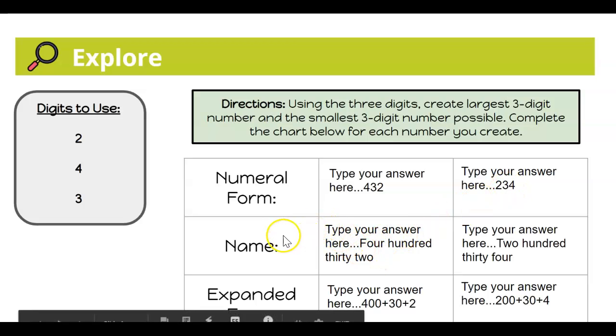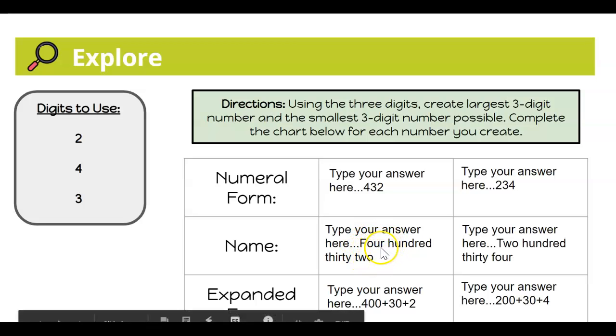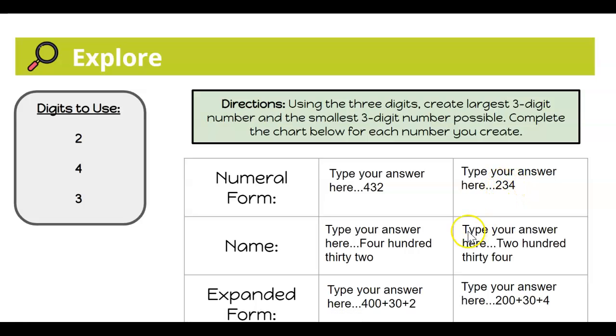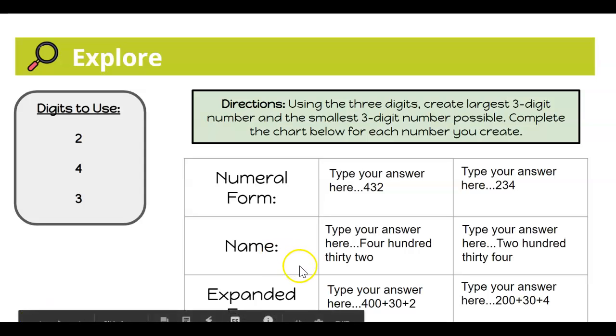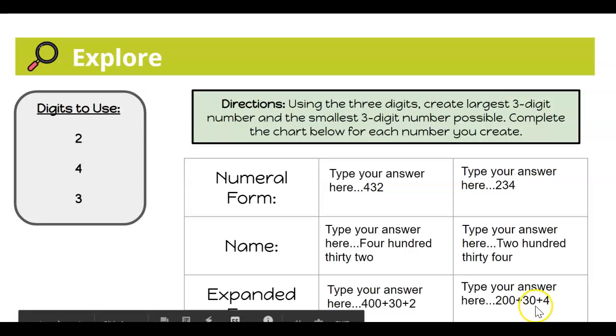Okay. And for the name, you would say it as 432. So 432 is the name of that. We've got it in written form in words. And for 234, 234 is how you would write it in the word form. Our expanded form, we are of course breaking apart the numbers. So we've got 400 plus 30 plus 2. And for our smaller number of 234, we've got 200 plus 30 plus 4.